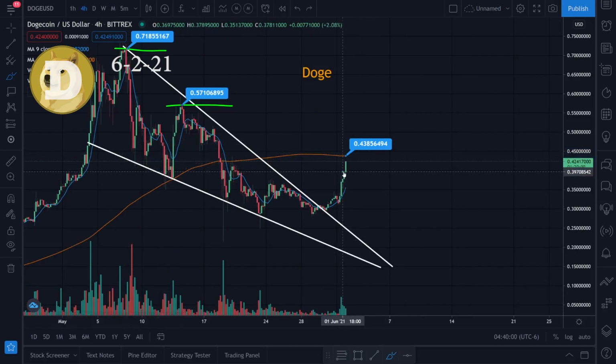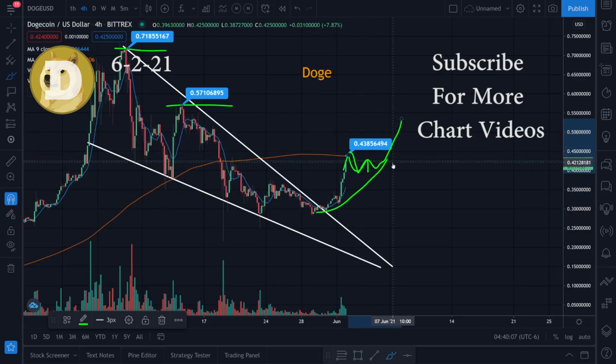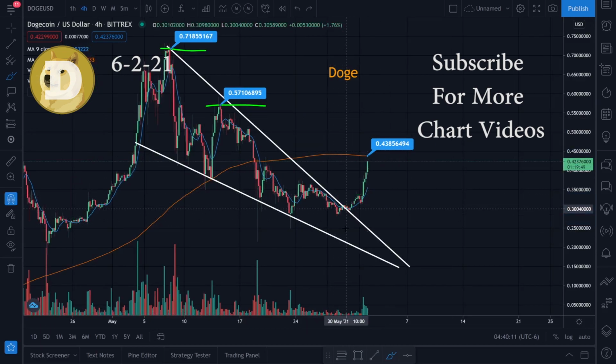So yeah, let's see what happens at this possible resistance, should I say, if we're gonna just break through it, or if we're gonna get rejected, and maybe we'll have to come back down and form some sort of trend line like that where we can ride it up. But this looks pretty bullish in my opinion.